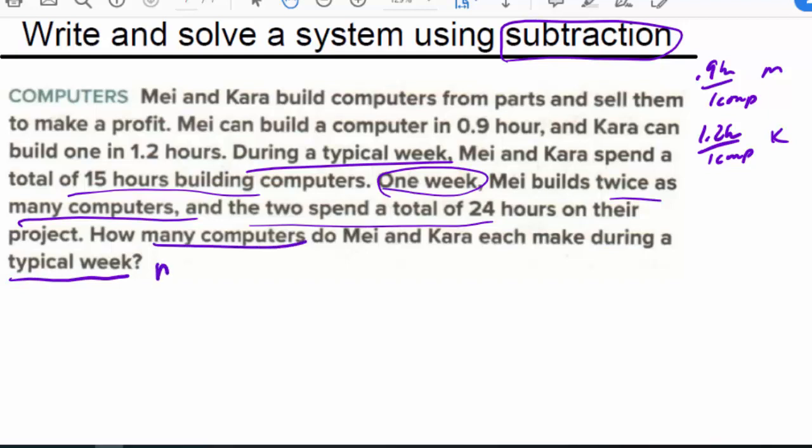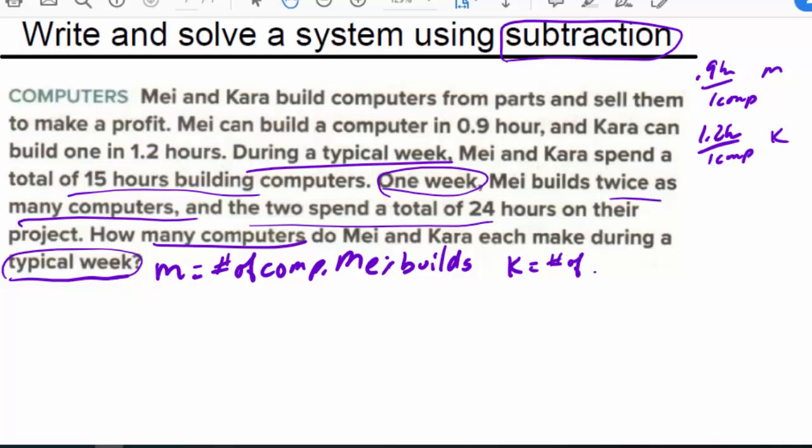So I'm going to define M equals the number of computers May builds, and this is in a typical week. I'm not going to write it down, but that's what that stands for. And then let K equal the number of computers Kara builds. And this is also going to be in a typical week. So both of these variables are in a typical week.